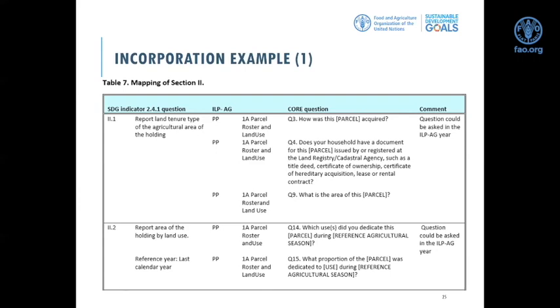So some questions were distributed on the parcel. The example here, land tenure, refers to the parcel, not to the holding, so later it needs to be aggregated. So it's a different way to get the same information. The same for the agricultural area. So we got the data by parcel and it should be aggregated to come up with the information for the holding as a whole.